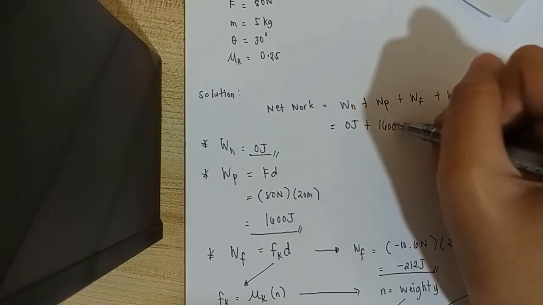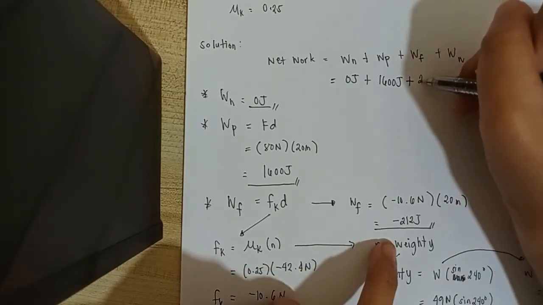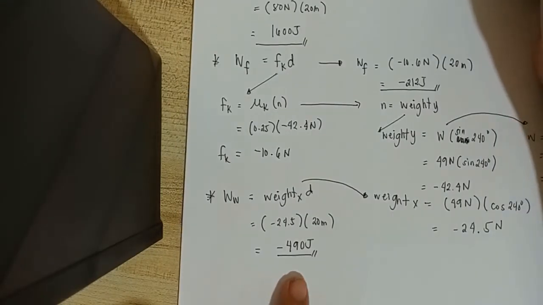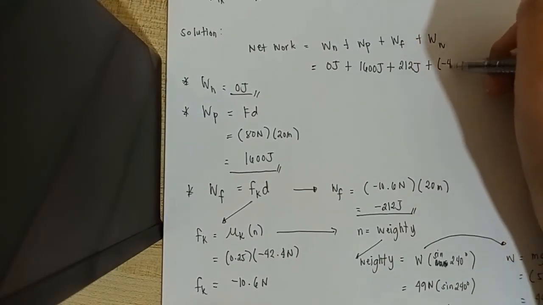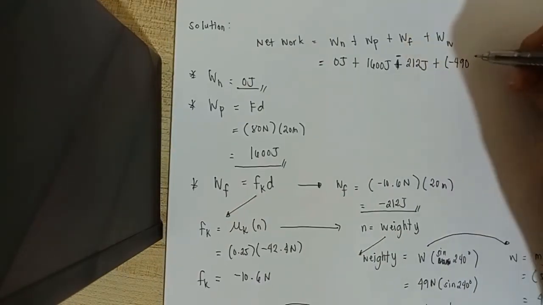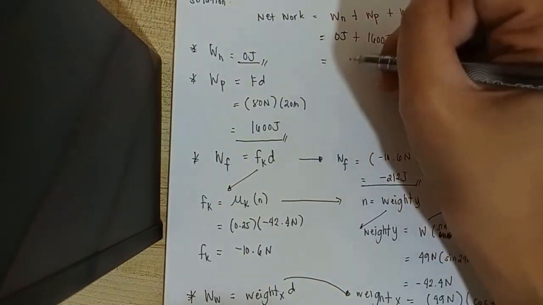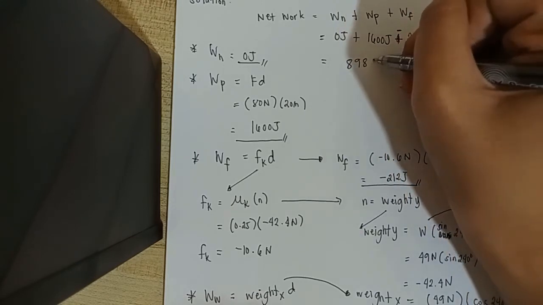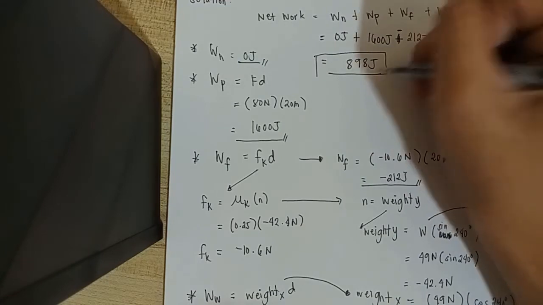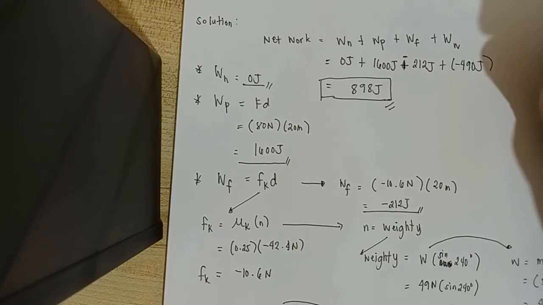W sub N is 0 joules. W sub P is 1,600 joules. Our W sub F is negative 212. I'll change that later, I'm sorry. And our W sub W is negative 490 joules. So that will be 898 joules. That will be our final answer for problem number 2.